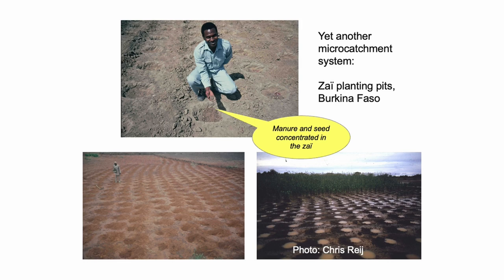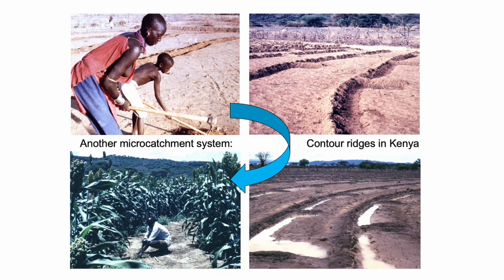In Burkina Faso, the most common system of water harvesting comprises hand-dug zai. Those are deep and wide planting pits, often used in combination with semi-permeable stone lines along the contour. Each zai captures runoff, and that's where the seed and the manure are placed.